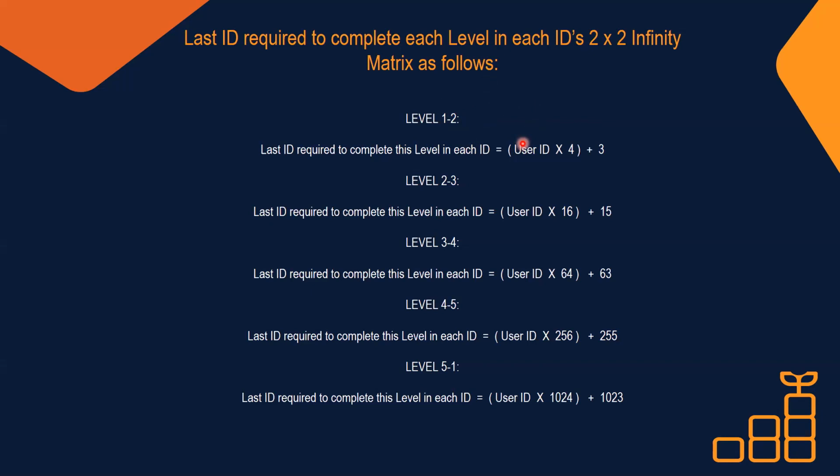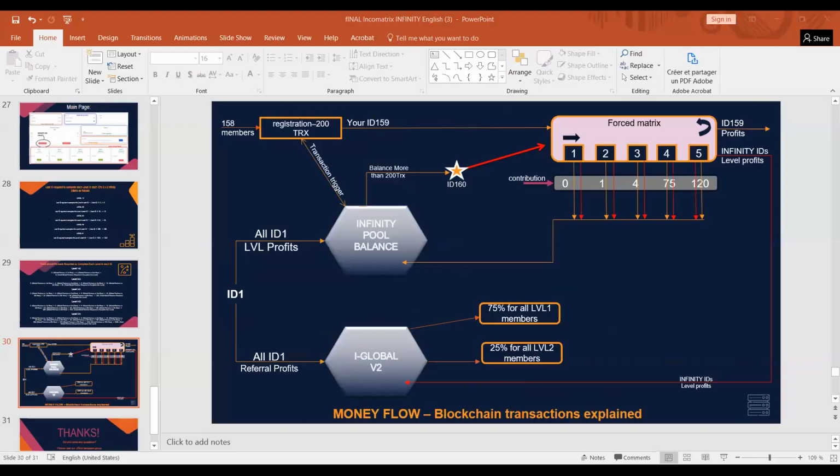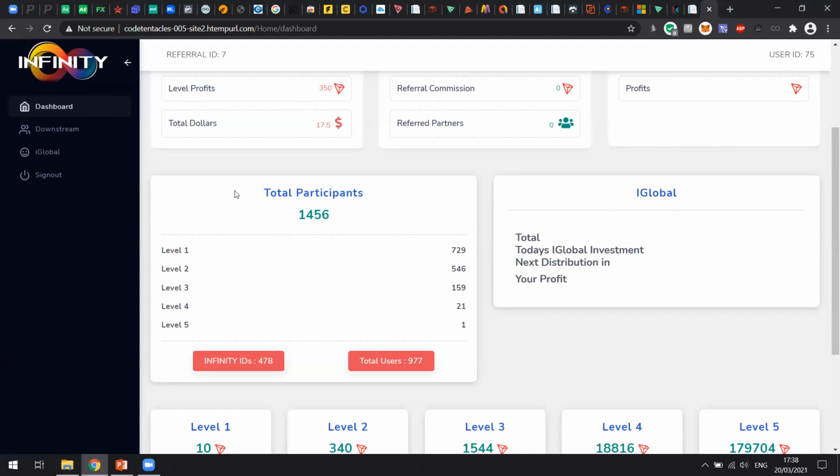Let me go to the website, because our website is live, actually. Not live, but let's say the test is live and we kept it running. So this is the dashboard. Look at the total of participants, 1456, and look how many Infinity IDs the system gave, 478. So basically the system is pushing approximately 35 percent, if not even more, as Infinity IDs to push the system forward.